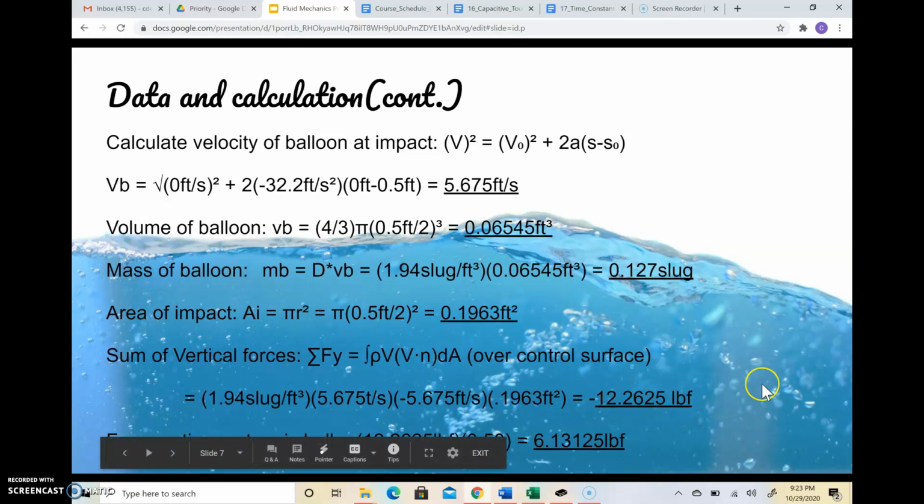We had a negative because we assumed that upward was positive, so whenever we dropped the balloon and the tennis ball down together, that was indicating the direction. And the force acting on the tennis ball was 6.13125 pounds force.